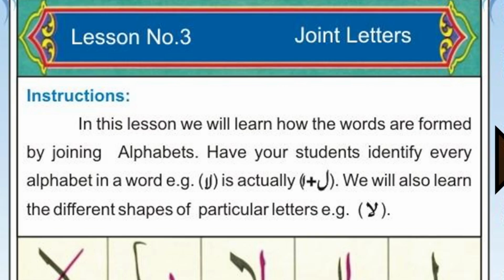The joint letters, as I said before in the last classes, when we make a word, we try to join the alphabets. So in this lesson, we will learn how words are formed by joining alphabets. And also here we will try to learn the different shapes of single letters.